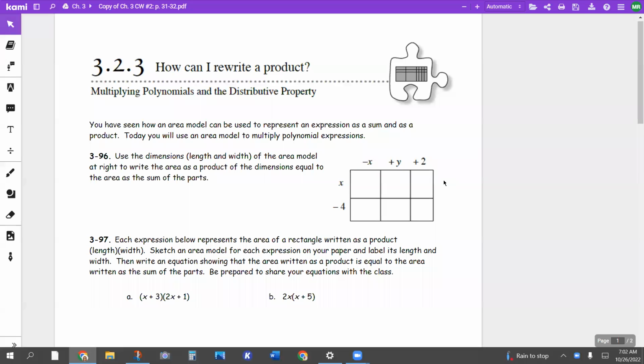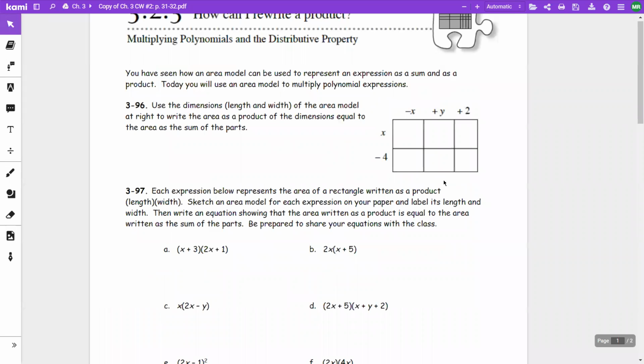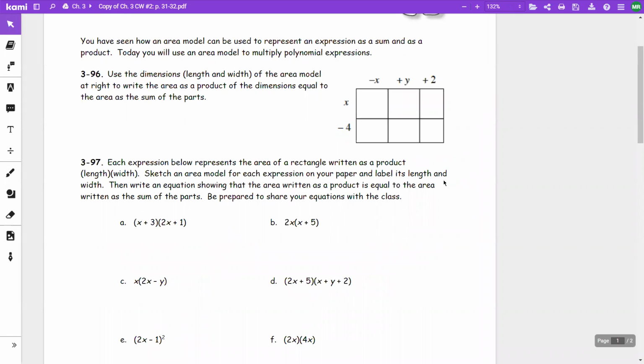This video is integrated 1. This is the chapter 3 homework, classwork number 2. So we are practicing more multiplying out polynomials, okay, using area models.